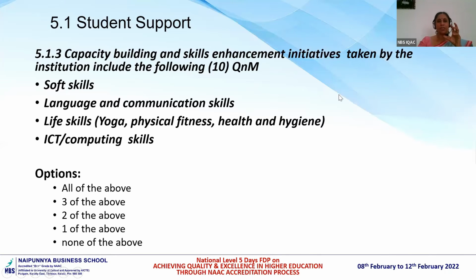This is purely based on what kind of skill enhancement or capacity building initiatives the institution is actually giving to the students. And Naac has offered 4 areas where you can develop your capacity building initiatives. One is soft skills, second is language and communication skills, third is life skills, which includes yoga, physical fitness, health and hygiene, and the fourth one is ICT or computing skills. And we can opt in the SSR, as the options are given. If we are providing in all these 4 areas, you can put all of the above, or any 3, or 2, like that. And depending on this, your score will also come.